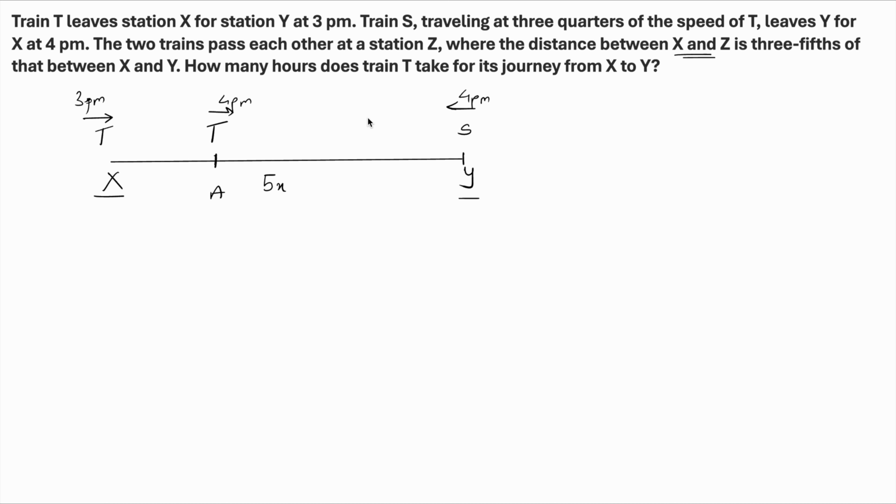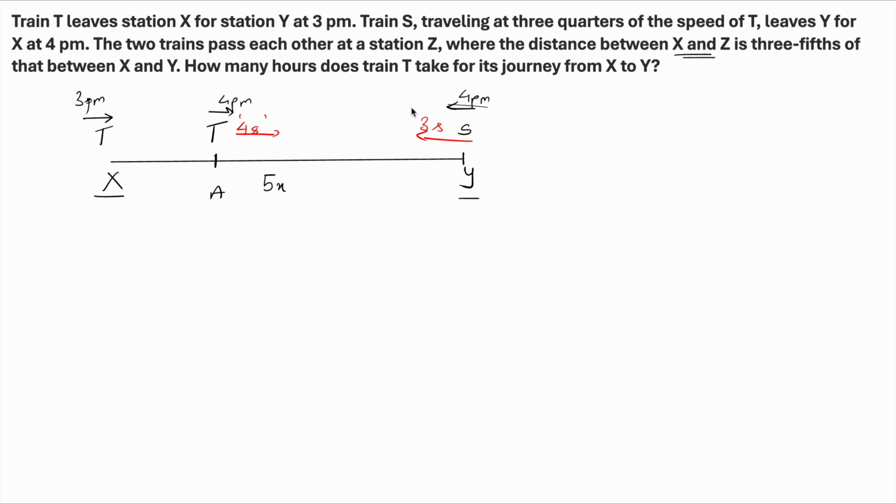They have told us that the speed of train S is 3/4 of the speed of T. So I'm assuming the speed of train T as 4s. You can take it as kilometers per hour or units per hour, makes no difference as such, because 3/4 of 4s will be simply 3s. So speed of S will be 3/4 of 4s, and that is 3s.